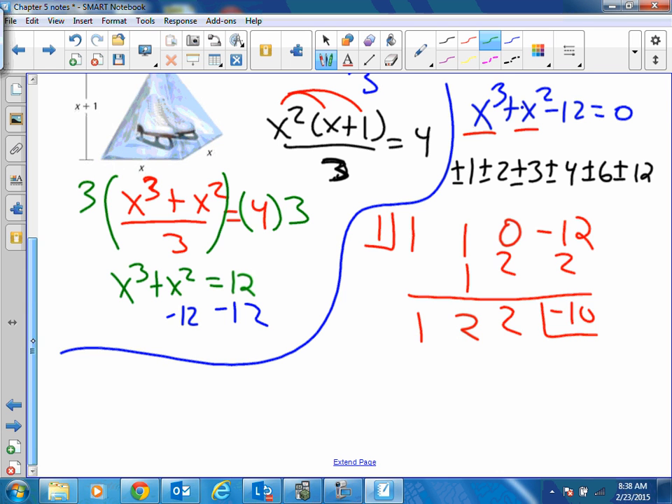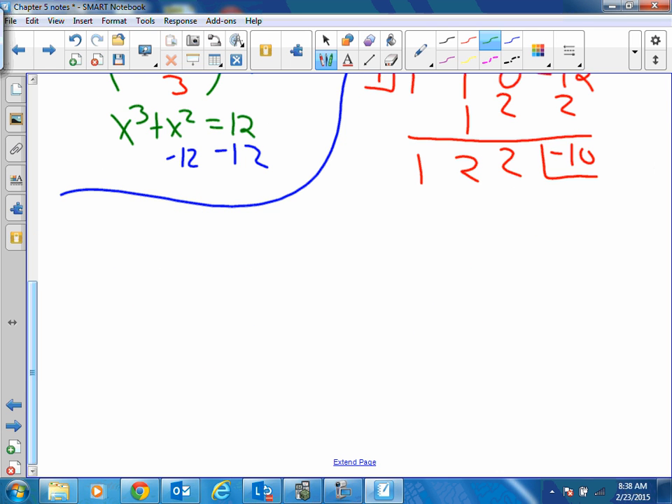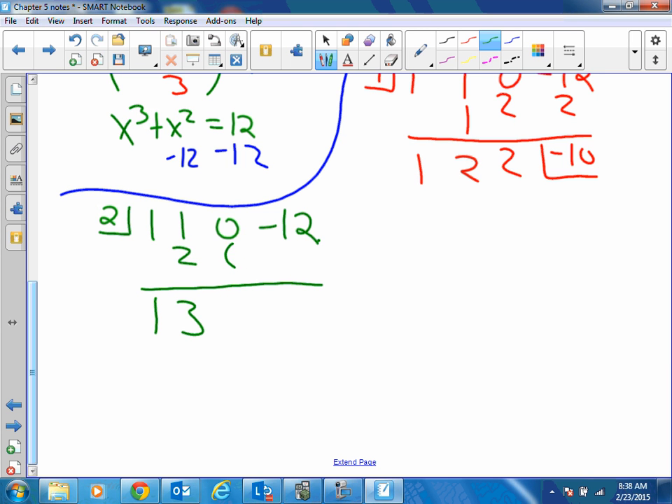Okay. So let's go to the next positive answer, which would be 2. Let's try 2. So we got 1, 1, 0, negative 12. So we bring down the 1. 2 times 1 is 2. 1 plus 2 is 3. 2 times 3 is 6. That makes 6. And 2 times 6 is 12, and that makes 0. Okay. So that one does work. 2 is going to be your answer.